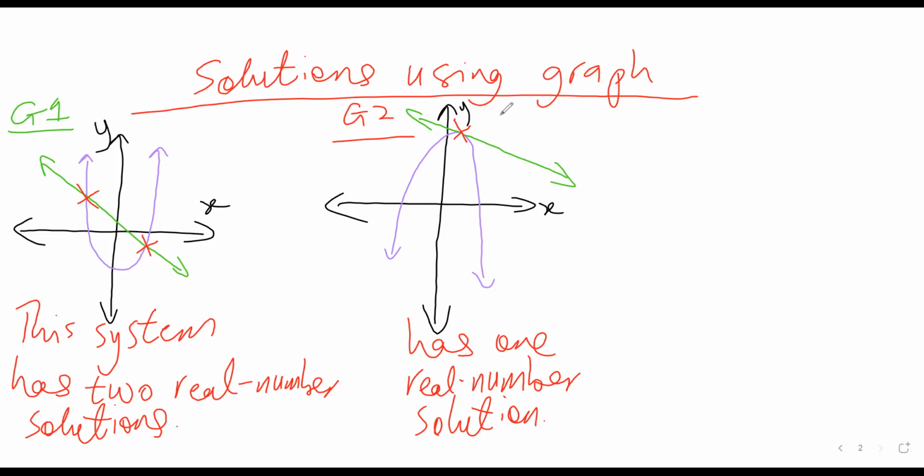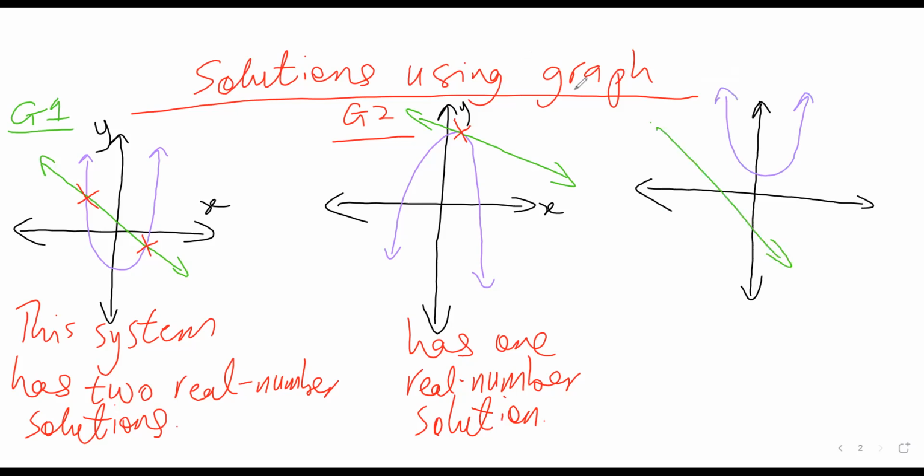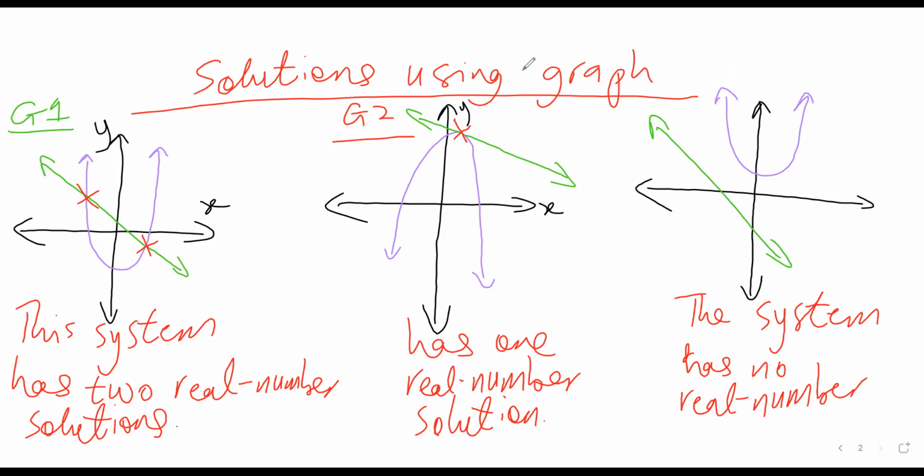Now, what if they don't meet at all? Let's say the quadratic graph is going one way, and the linear graph is going another way. They don't meet, so they don't share anything in common and don't have a common solution. So the system doesn't have a solution. We say the system has no real number solution.